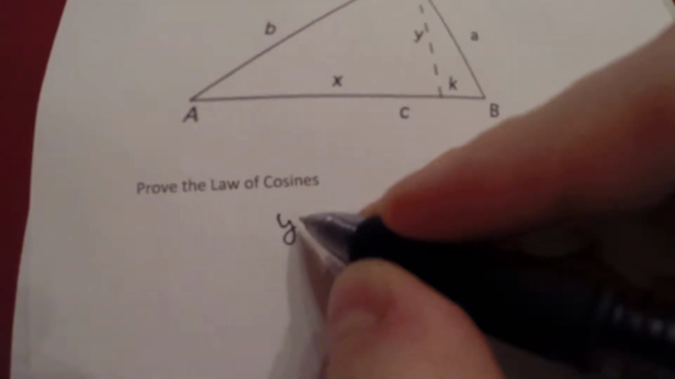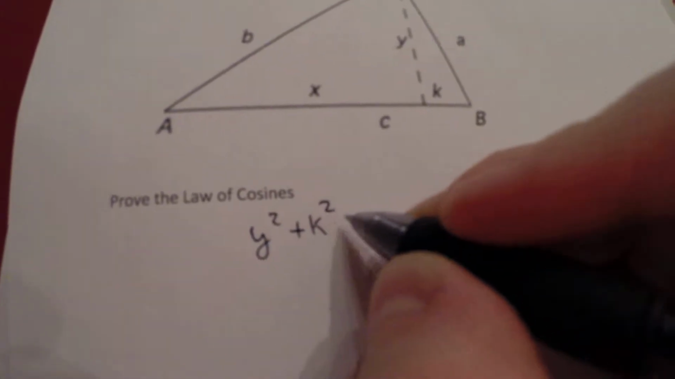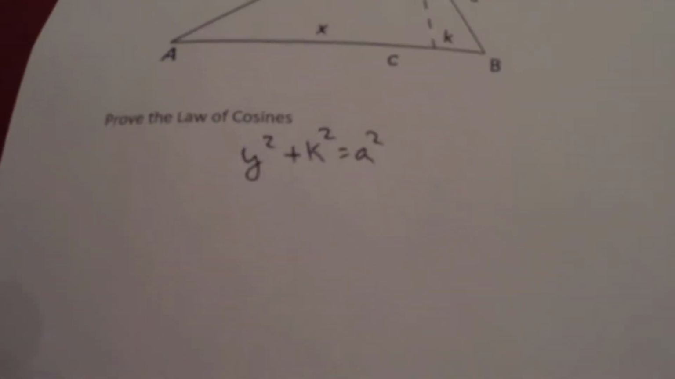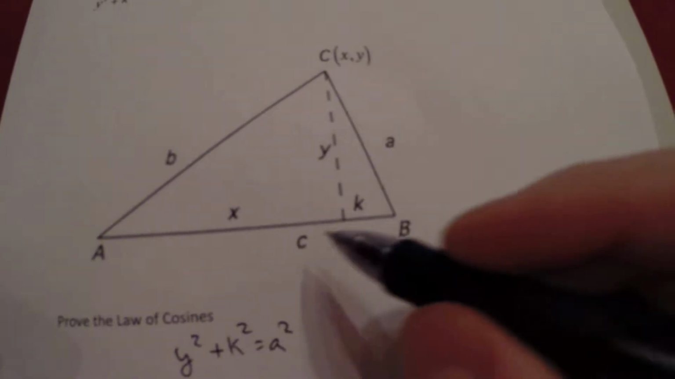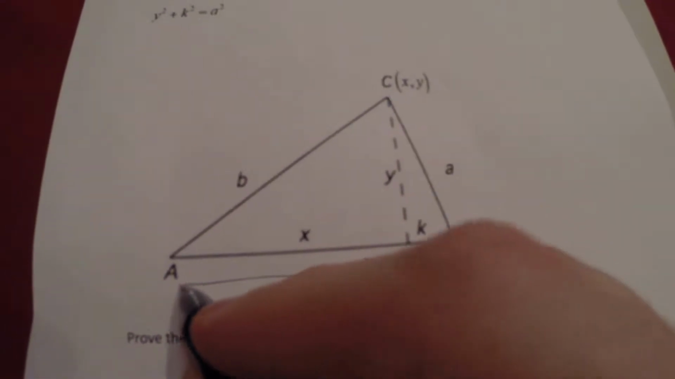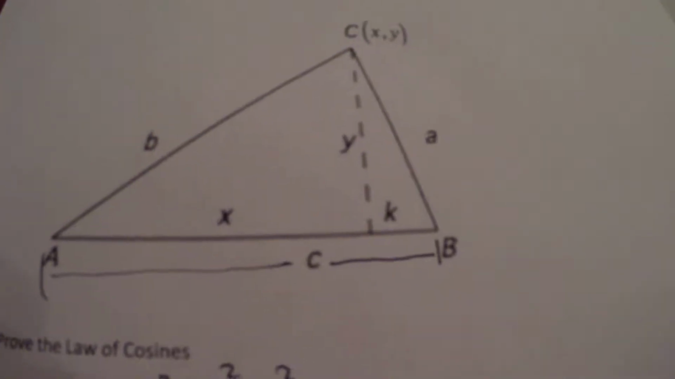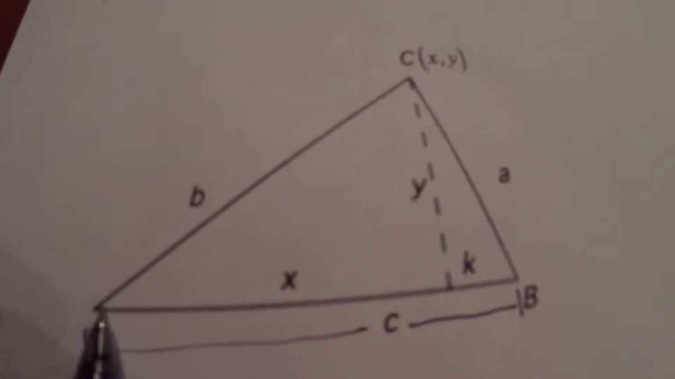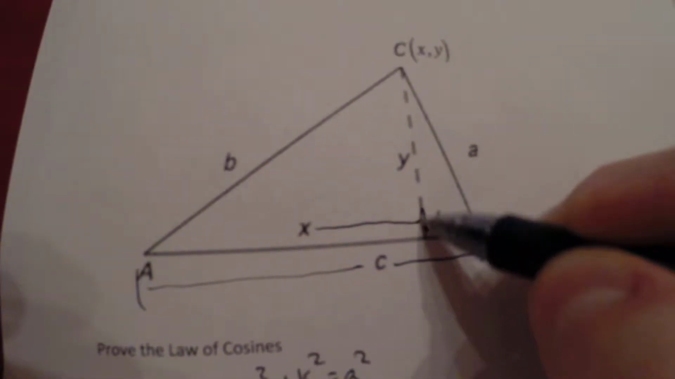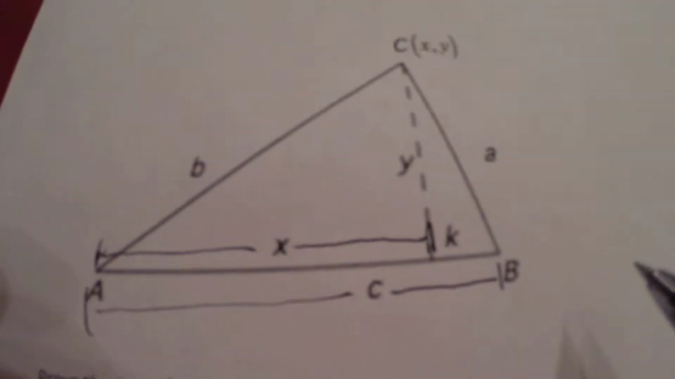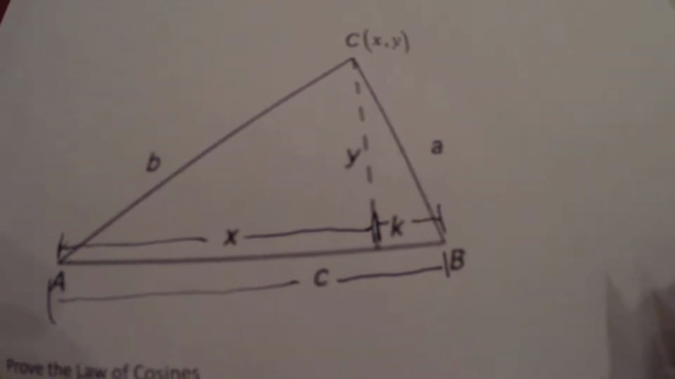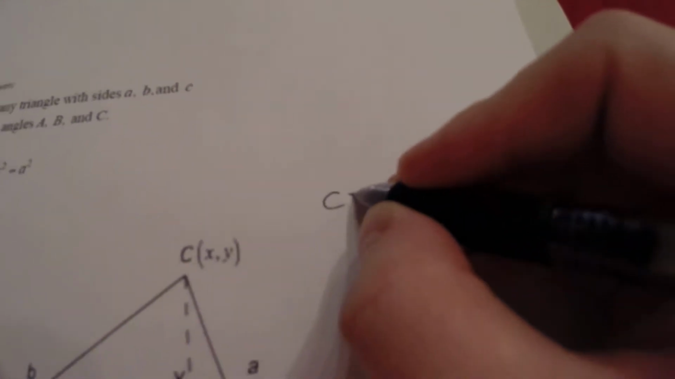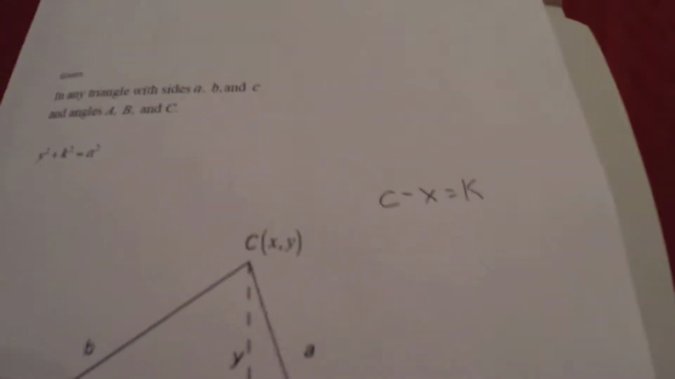And what I'm going to do is write the proof out down here. I don't have too much space, so I'm going to have to not write too big. All right, there we go. The next step is this entire length is C. In fact, maybe I should clearly label that. If this entire length is C, and this piece here is X, and this little piece here is K, then I can follow with an argument saying C minus X is K.